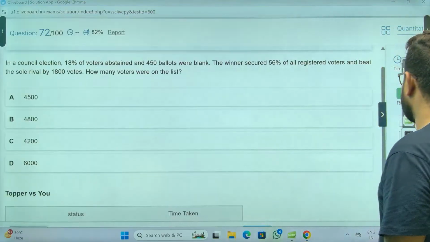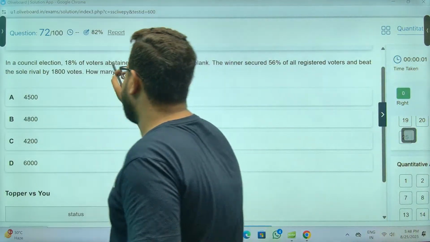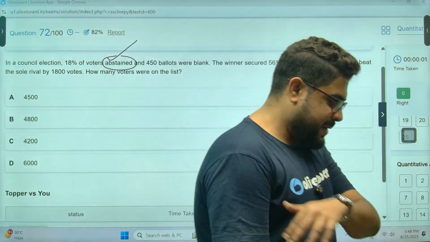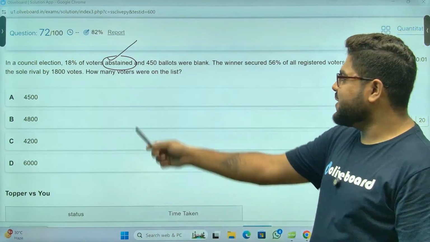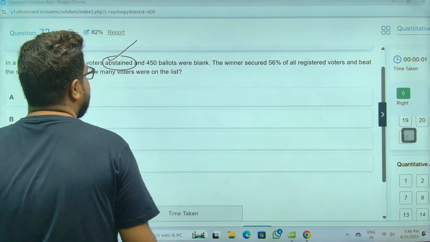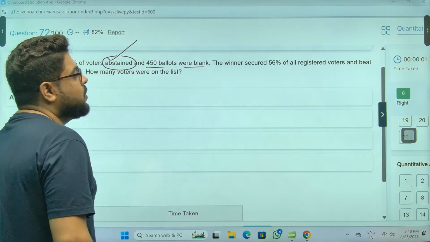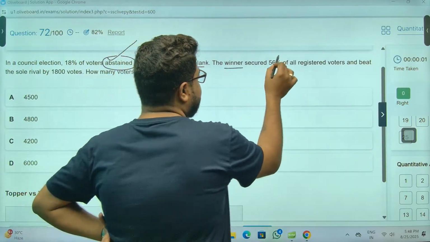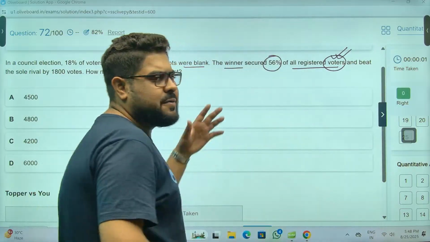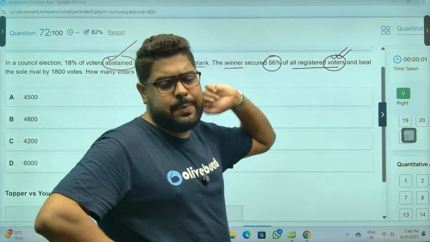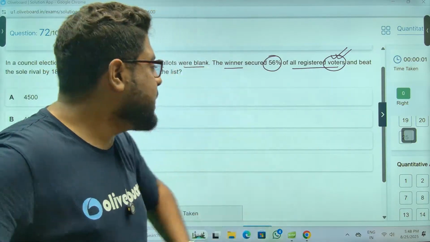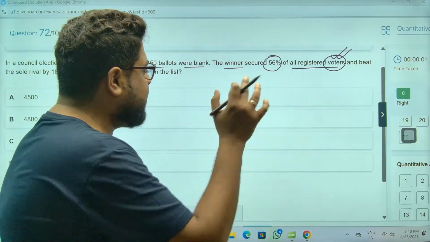Okay. 18% of voters abstained. Abstained means, we all know India abstained in that UN election, right? So abstained means they did not appear. 450 were blank. The winner secured 56% of all registered voters. So again, I told you a few weeks back, the same type of question. I had told you a shortcut, if you remember or not. I explained it first, then I told you the shortcut.